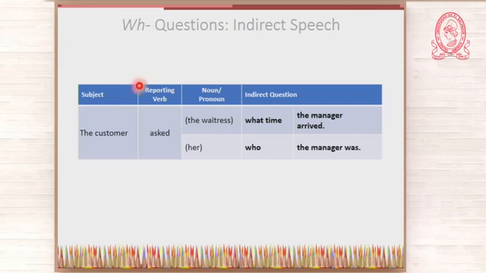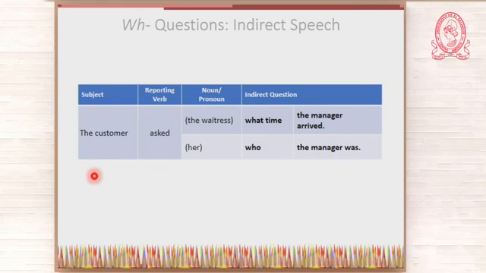Let us say it again. The customer asked the waitress what time the manager arrived. We would make a mistake if we asked a question here at the end and it is indirect speech. The mistake would be: the customer asked the waitress, what time did the manager arrive? Okay, that would be a mistake. No, in indirect speech, you don't have a question at the end. You have here the order of an affirmative sentence. Okay, what time the manager arrived.